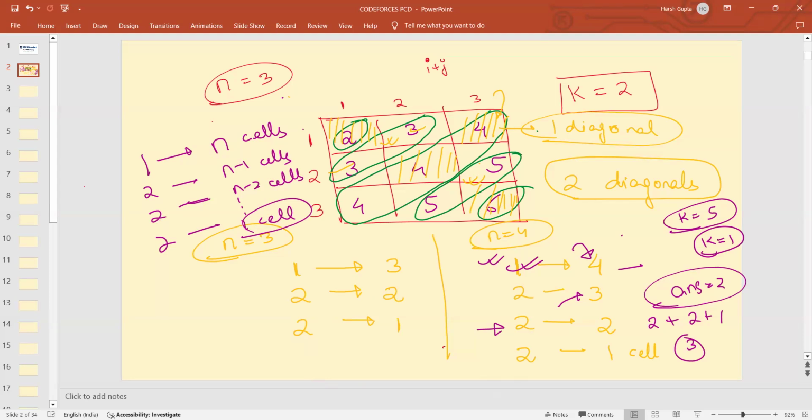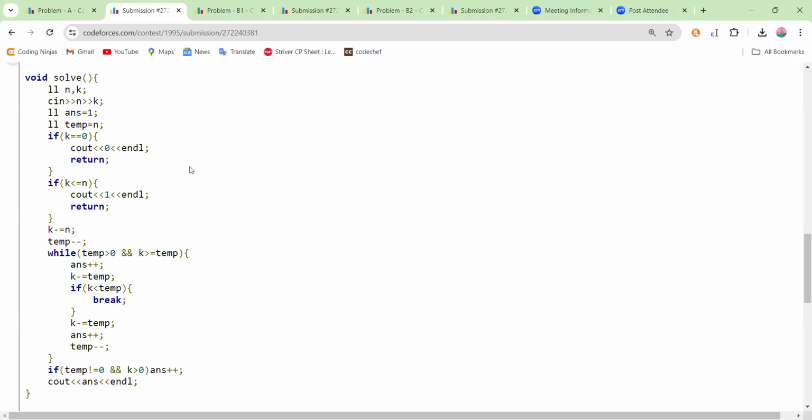Let's jump to the code. So this is the code. First of all, we are taking inputs of n and k, that is, the size of the checkerboard and the number of chips that need to be filled. We initialize our temp with n. Temp is basically the initial number of cells in the diagonal.